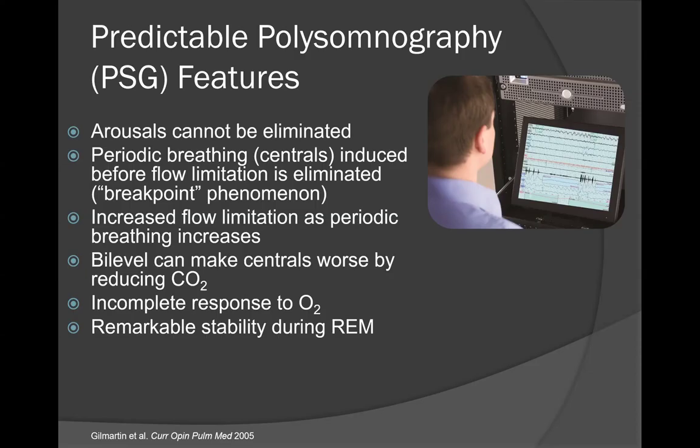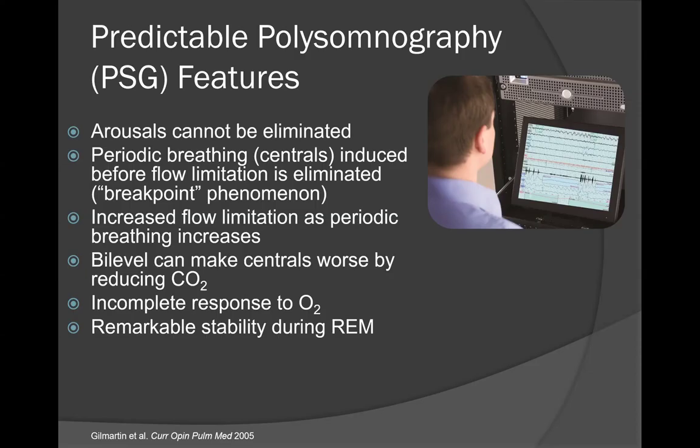As mentioned by Glenn, when you have central, what do you do? You either wait until the patient catches up and eliminates their own central, or you pull back 1 cm H2O. But these patients, they don't get better. They keep going on either central or obstructive. So there's no sweet spot. Increased flow limitation as periodic breathing increases.